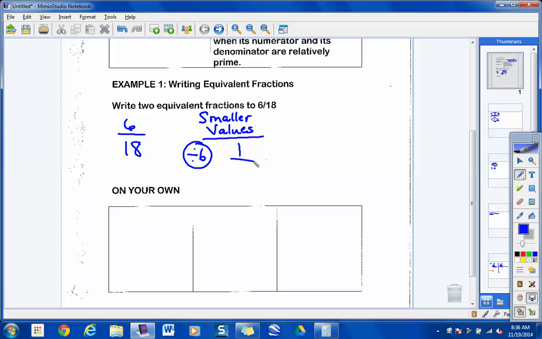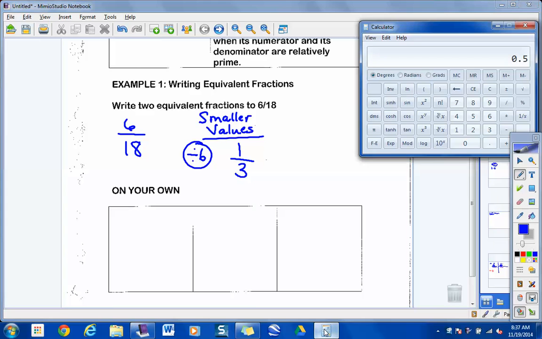6 into 6, how many times up here? 1 time. How many times does 6 go into the 18? Okay, so we think 6/18 would be equivalent to 1/3. How do I know I'm right? Well, when I divide them out, shouldn't they be the same decimal? Check it out. 6 divided by 18.